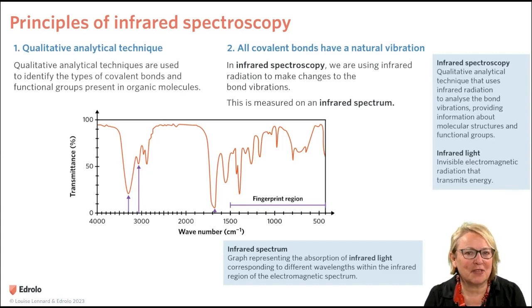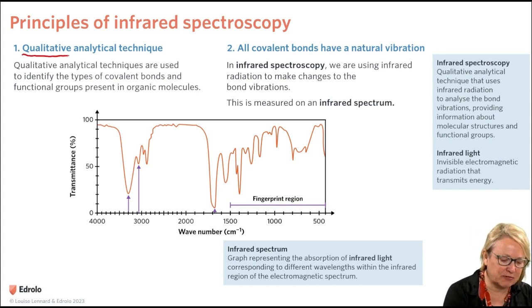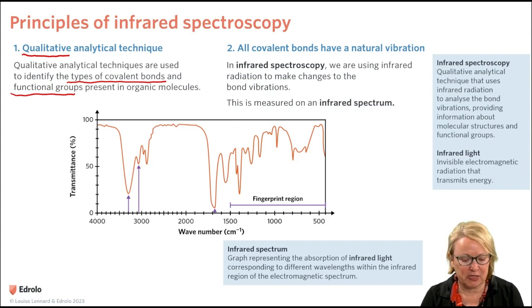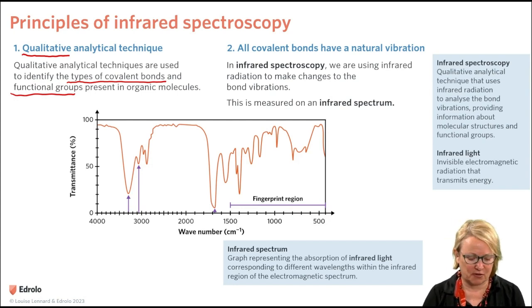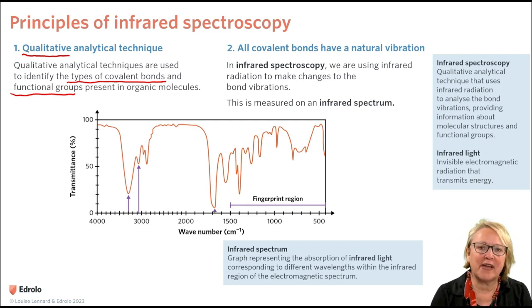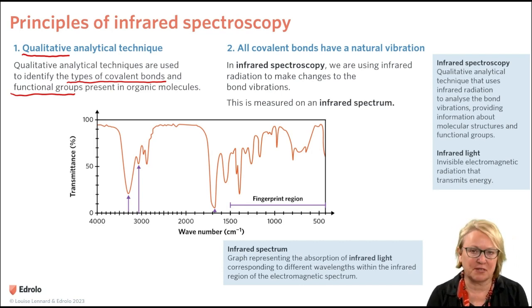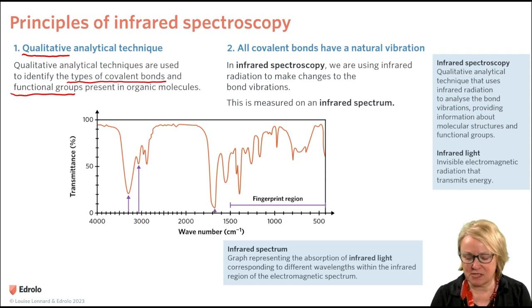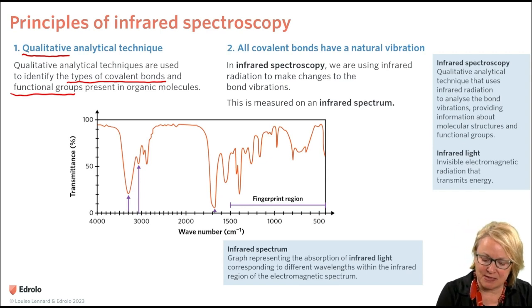Let's start off by looking at the principles of infrared spectroscopy. First of all, it's a qualitative analytical technique. It's used to identify the types of covalent bonds and functional groups that are present in organic molecules. It doesn't give any idea of the quantity of those. The second thing is all covalent bonds have a natural vibration, so they're moving all the time. In infrared spectroscopy, we use infrared radiation, like the remote control for your television, to make changes to the bond vibrations, and these changes are measured on an infrared spectrum.